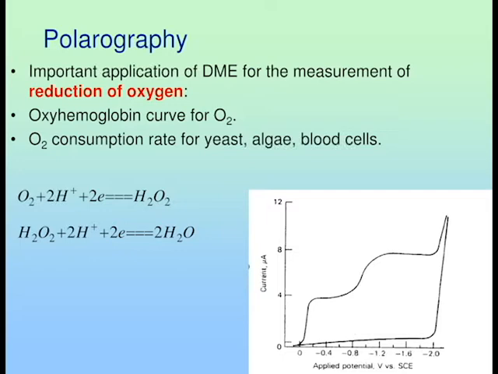All right. So this one is flat. Okay, let's go to the next slide. So during the old days, oxygen was measured using what? DME, the dropping mercury electrode.